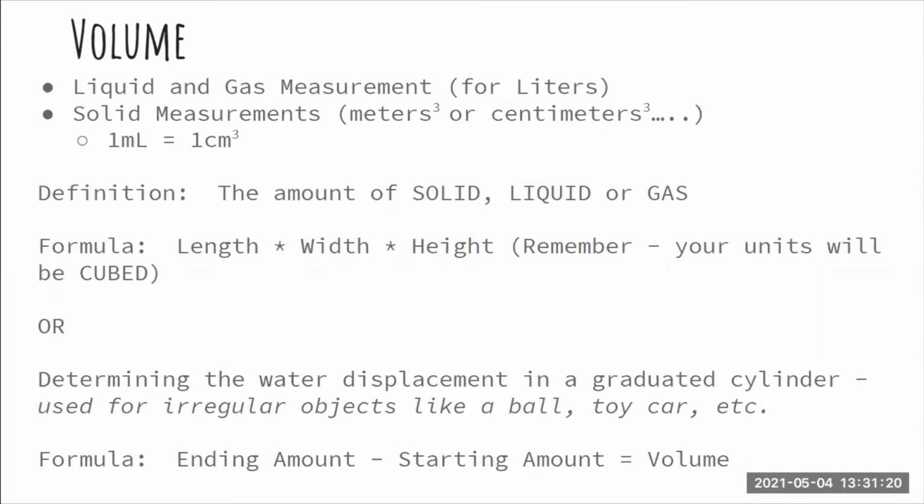The formula, if you're given units of measurement for solids, is length times width times height, because you've got to remember your units are going to be cubed. Or you can use water displacement, for items like in a graduated cylinder, for irregular objects like a toy car or a ball. And that formula is your ending amount minus your starting amount.